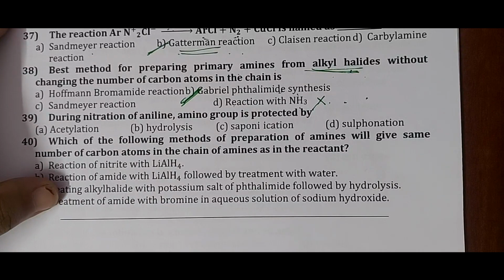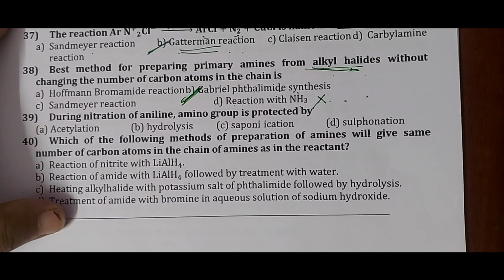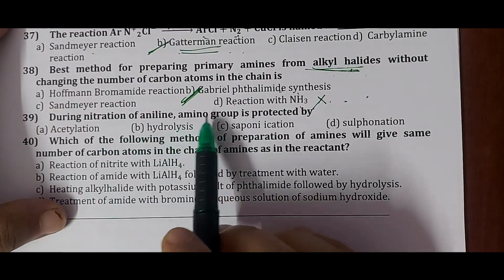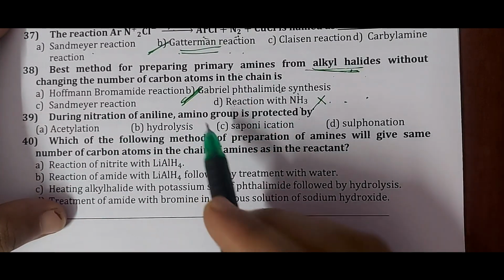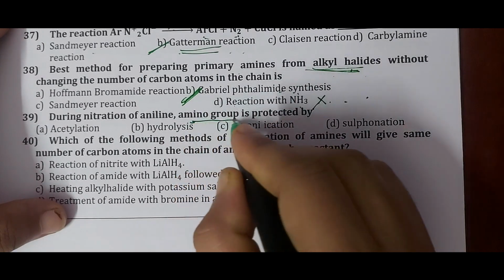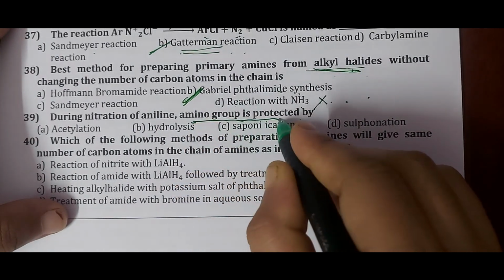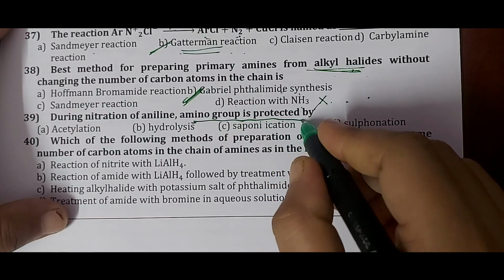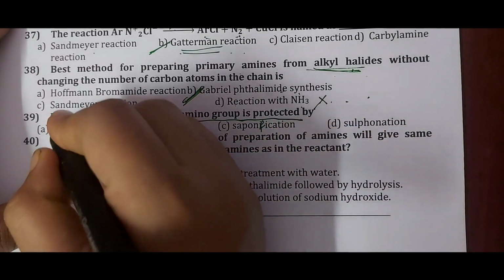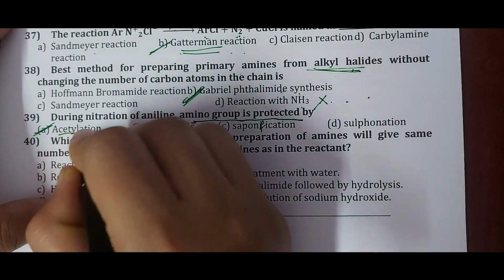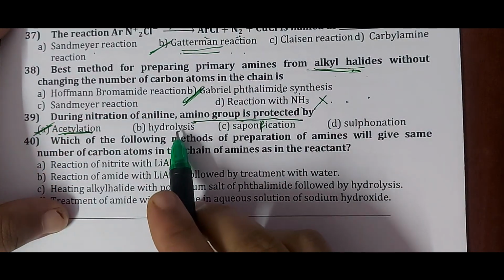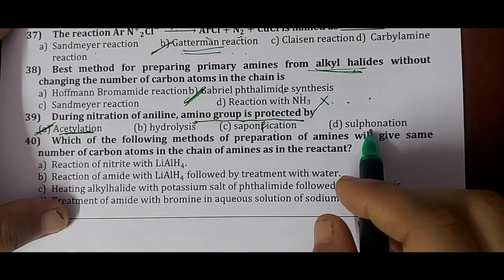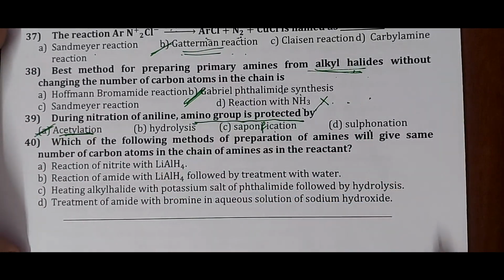Next we'll go with question number 39. Question number 39 is, during nitration of aniline, amino group is protected by. Amino group protection means, just to get a para product, first we carry out acylation or acetylation, and hence here we say that the correct answer is option A, acetylation. Remaining options hydrolysis, saponification and sulfonation are not correct, they are wrong.